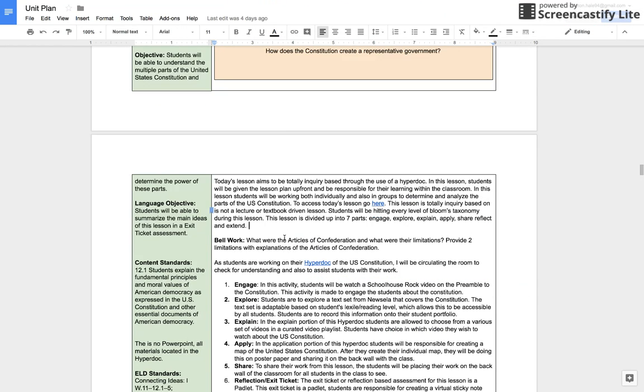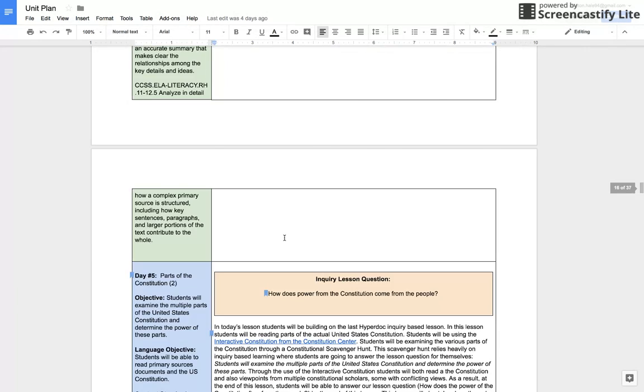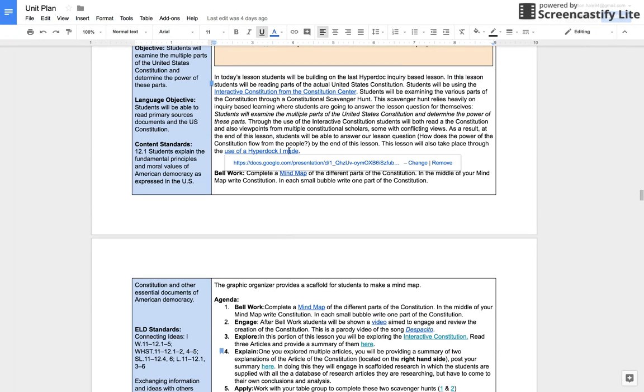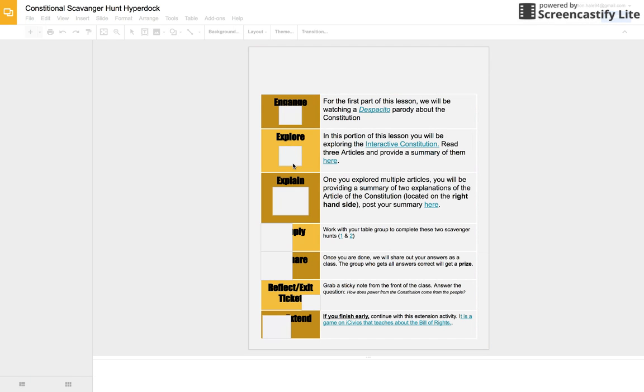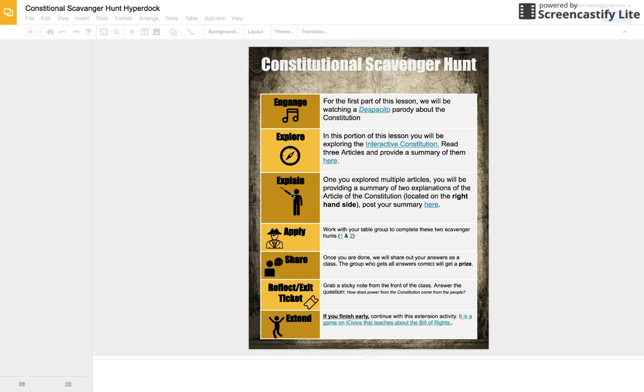So that's just one example of a hyperdoc that I created for this lesson. If we scroll down to lesson number 2, we got another example of a hyperdoc. Again, in the same model as engage, explore, explain, apply, share, reflect, and extend.